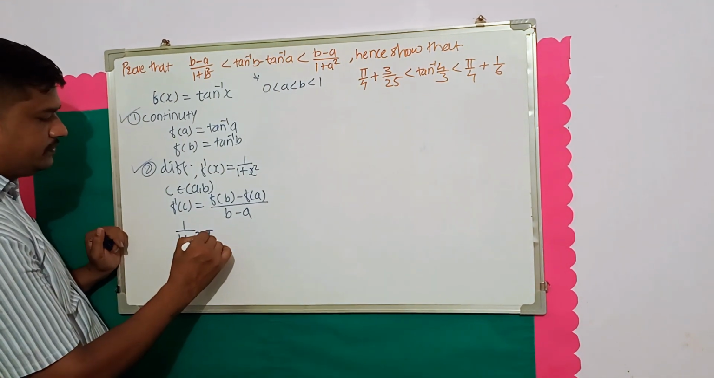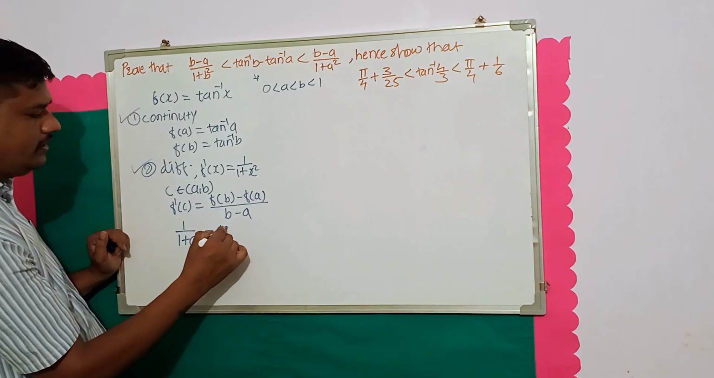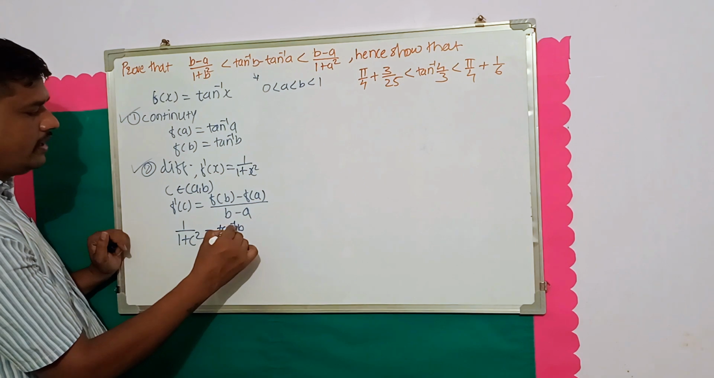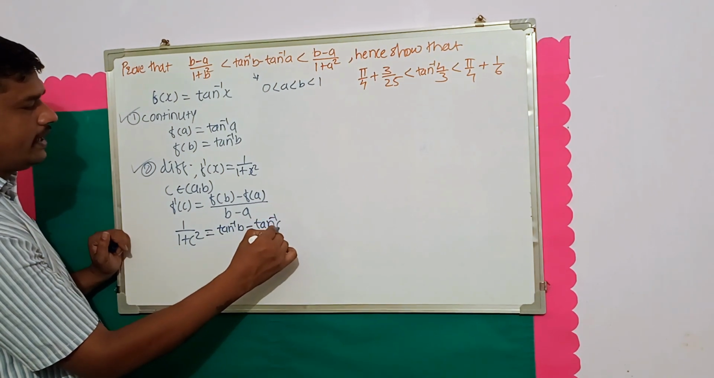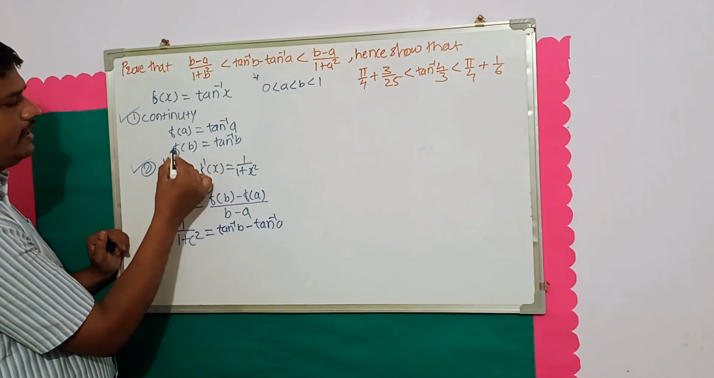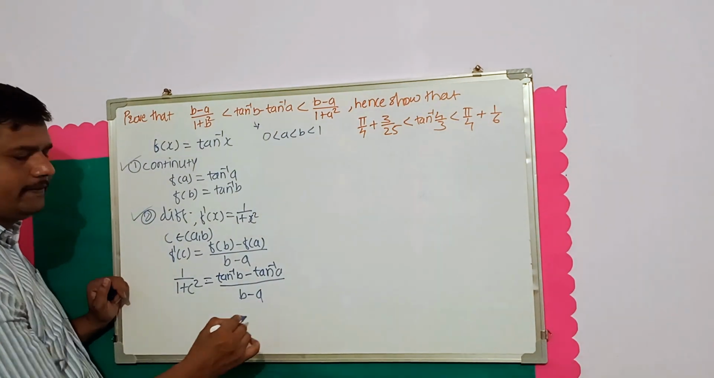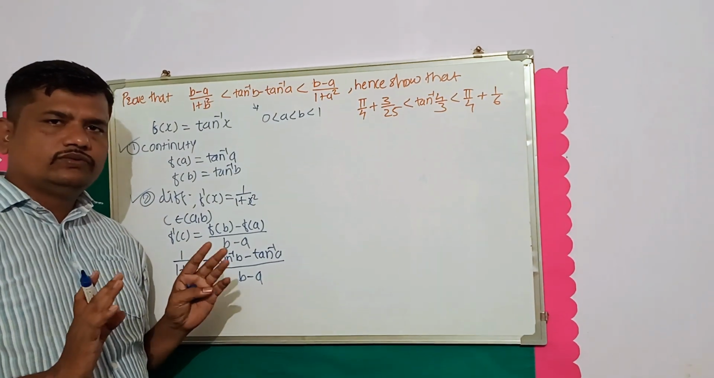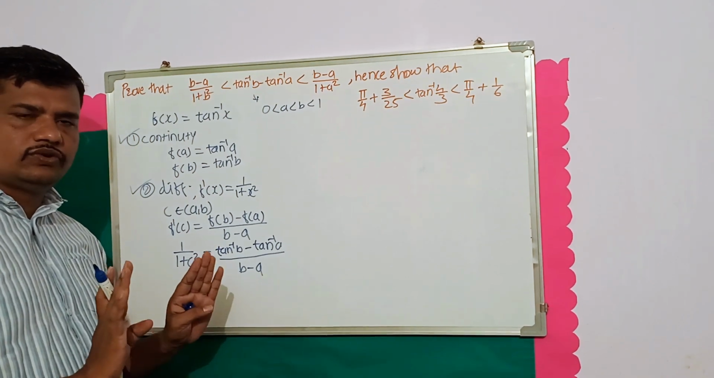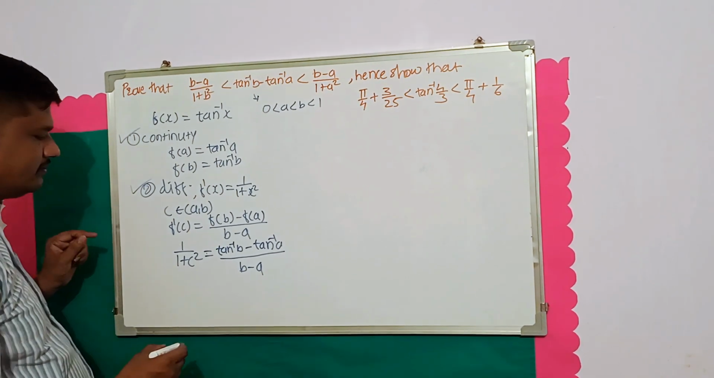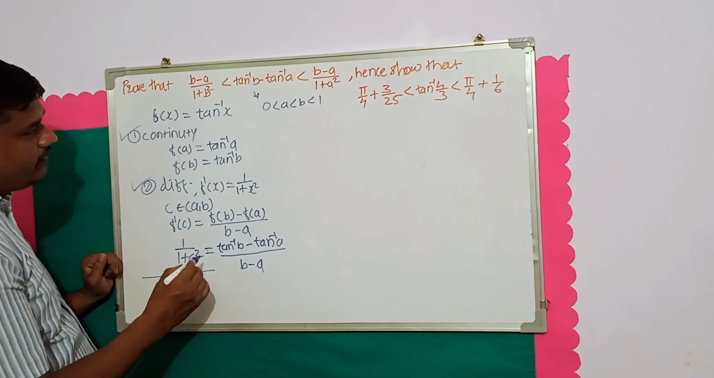So this is equal to f of b, which is tan inverse of b, minus f of a, which is tan inverse of a, all divided by b minus a. Up to this we have to keep the solution as it is, and then we have to try something else, that is the inequality part.